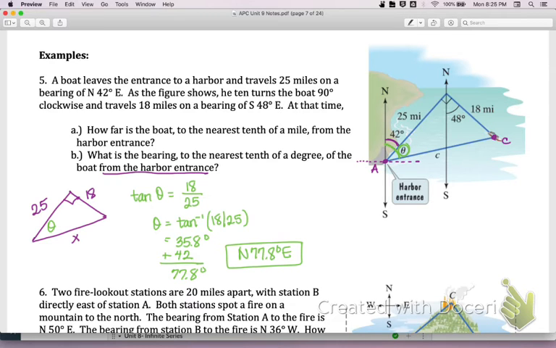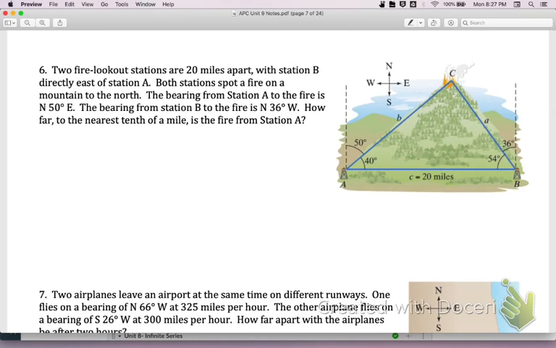Now, number 6. They give us a lot of details, but they were very kind in giving you the picture here. So we have 2 fire lookout stations that are 20 miles apart, with station B directly east of station A. So that horizontal line at the bottom is the east-west line. Both stations spot a fire on a mountain to the north. The bearing from station A to the fire is north 50 degrees east. So again, this dotted line here represents the north-south line. So this is north, south is down here. So that's where the 50 comes from.